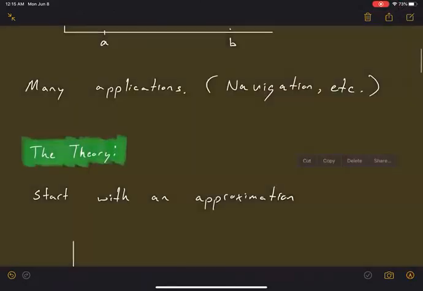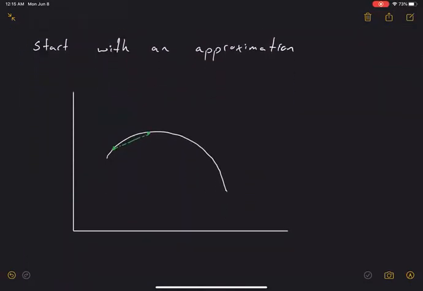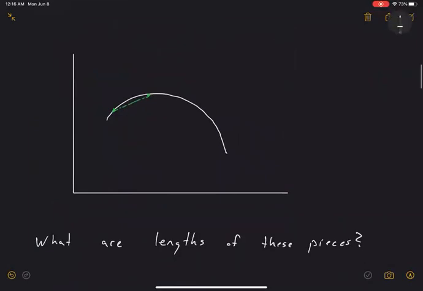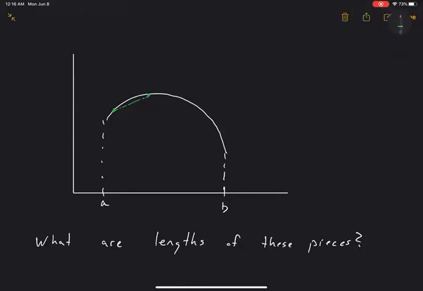So let's first discuss the theory of how this is done. Just like with integration, we're going to start by approximating the arc length, and then we're going to take the limit of that procedure and hopefully get an exact answer. So let's consider this white curve, and say we want to find its arc length between points A and B. Let's start approximating this curve with these green line segments.